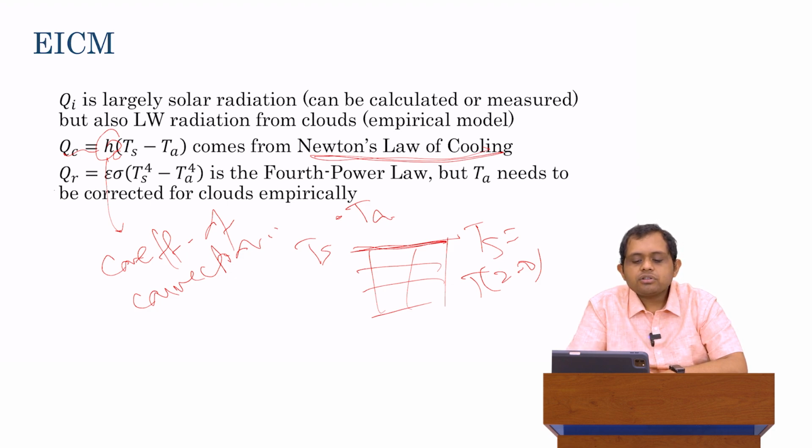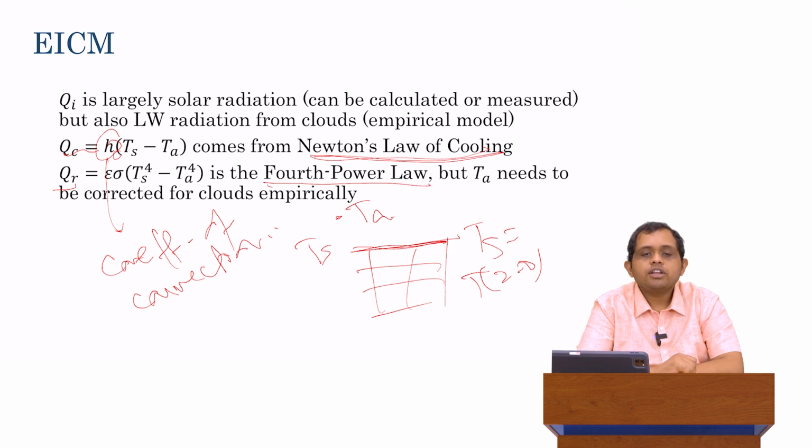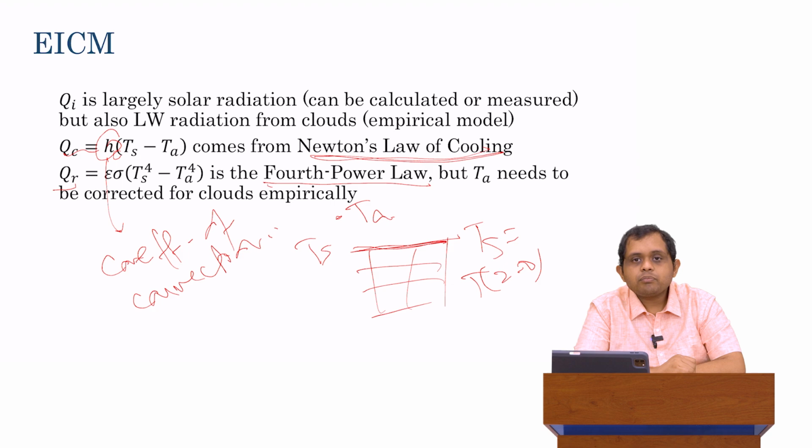As far as radiation, the radiation QR is epsilon sigma times TS to the power 4 minus TA to the power 4. This is again an equation I hope you studied before. It's called the fourth power law. So it says that the radiation is proportional to the difference of the fourth power of the temperatures between two bodies. Keep in mind, this temperature is the absolute temperature. So this has to be in Kelvin. That's a common mistake that many students make, not to convert it to Kelvin.